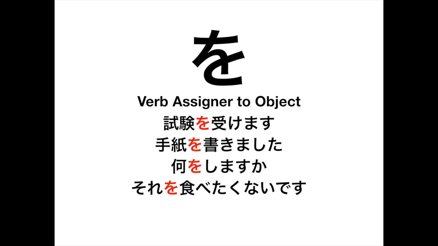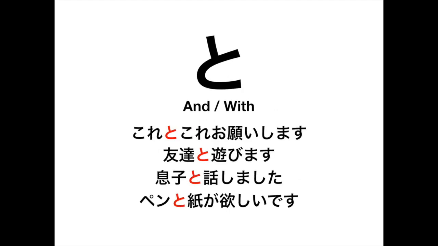Moving on. The next one is と, which is and or with. Okay? So this first one is これとこれお願いします, which is this and this, please. Okay? And next one is 友達と遊びます, which is I hang out with my friend or with a friend.